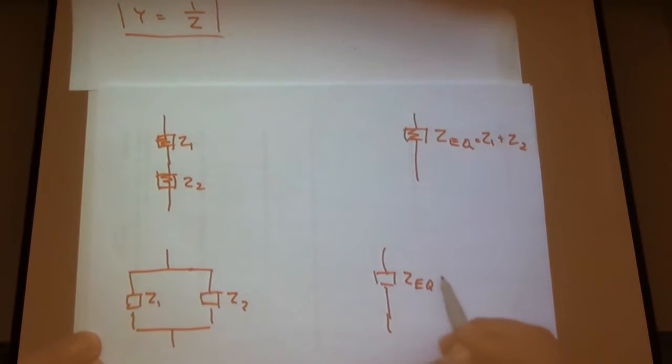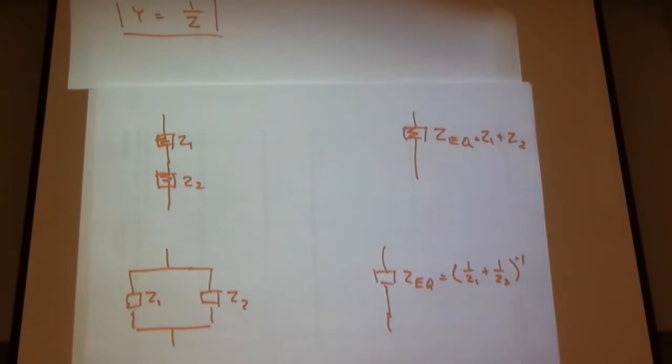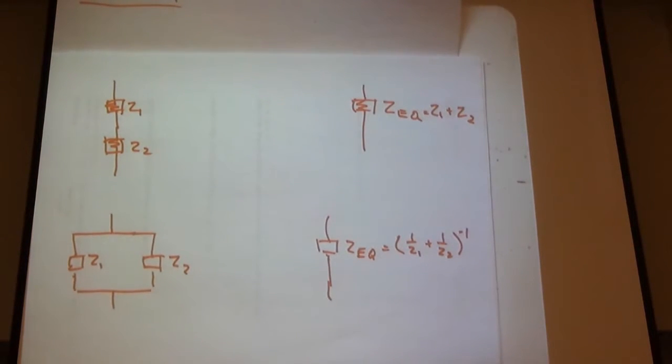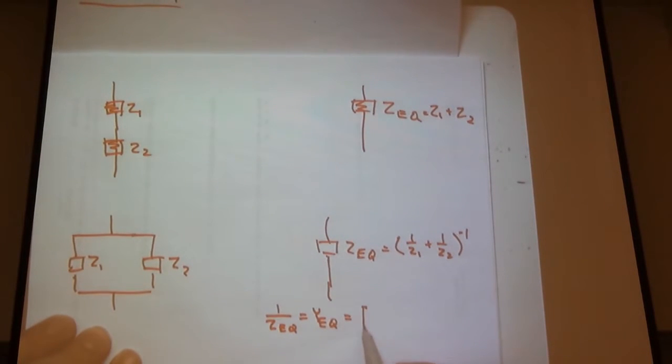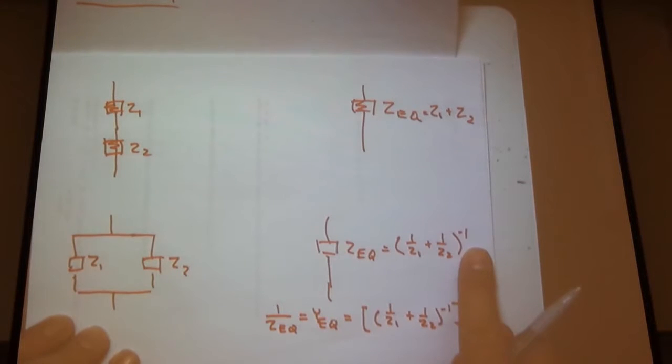And Z equivalent now equals 1 over Z1 plus 1 over Z2 to the minus 1. Well, if we think about this in particular, if we convert this to admittance, Y is 1 over Z. So we can rewrite this: 1 over Z equivalent equals Y equivalent equals, you could really be a little silly about it, 1 over Z1 plus 1 over Z2 to the minus 1 to the minus 1. So we inverse the inverse.